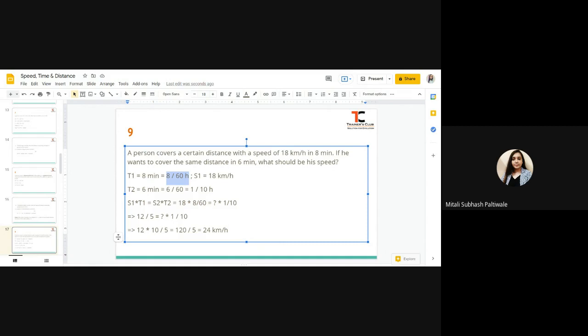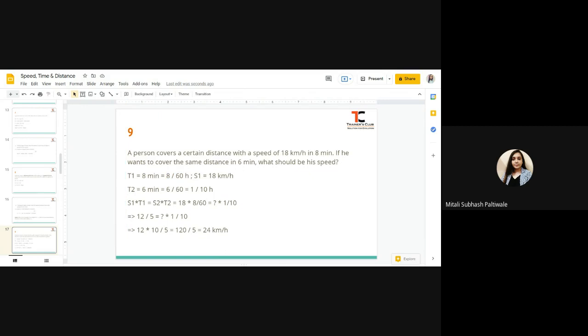Now 18 multiplied by 8 divided by 60, of course, will get reduced. Once we are done with reducing it, we have got the answer as 12 by 5, and here it was 1 by 10. So if we are taking 1 by 10 to the left hand side, then we have to multiply 12 into 10 by 5. That is 120 by 5, and so our answer is 24 kilometer per hour.